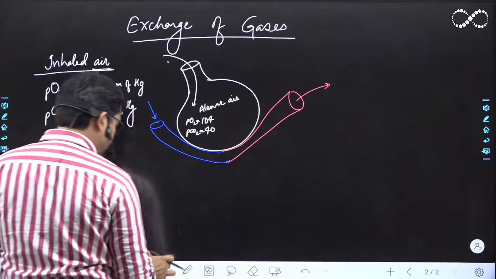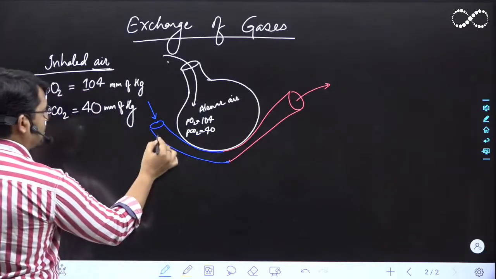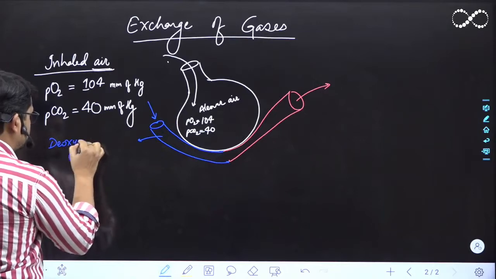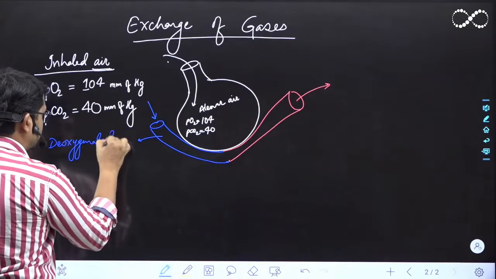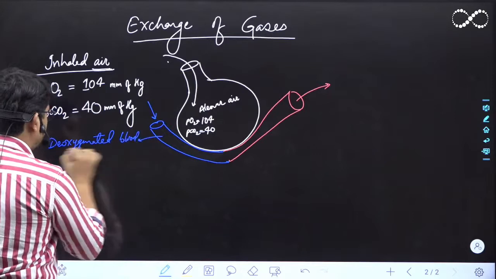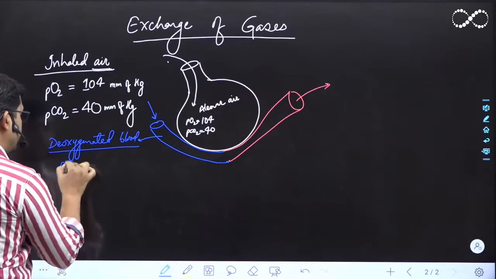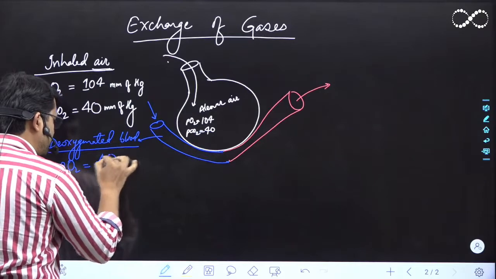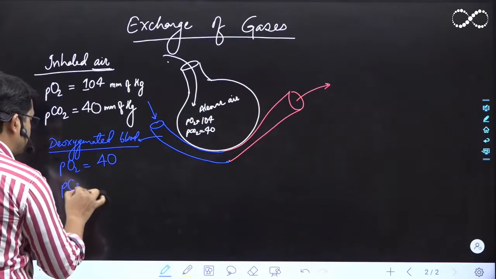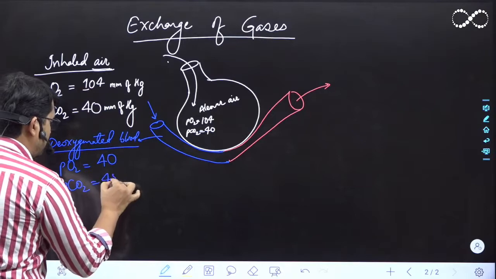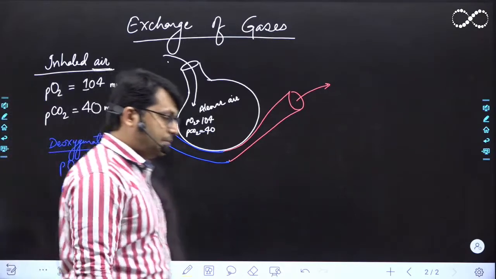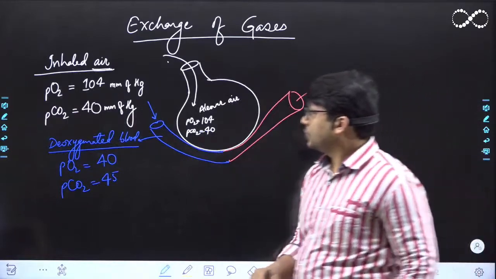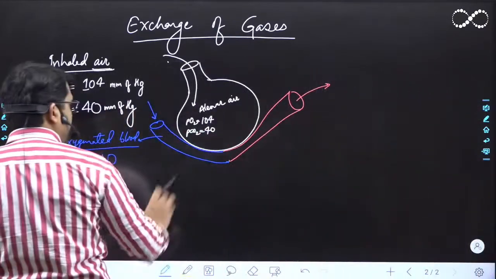Now, let's talk about the deoxygenated blood. So here you have deoxygenated blood. Okay, and in the deoxygenated blood, partial pressure of O2 is very low. How much? It is 40. And partial pressure of CO2, it is 45. Everything is in the millimeter of mercury. Great. Now let's see what is going to happen here.